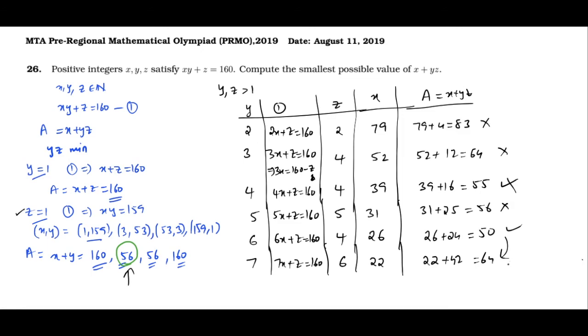From here onwards, the increase in yz is resulting in large increases in a. So we can say that the smallest value of a is 50. That's the answer.